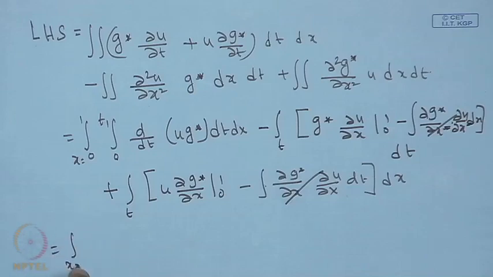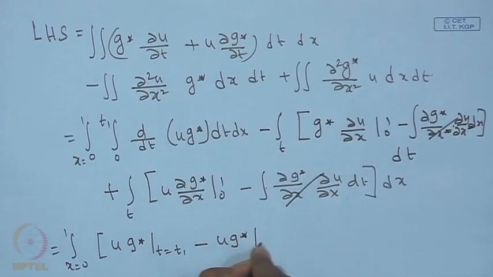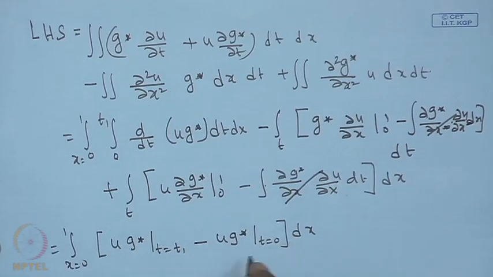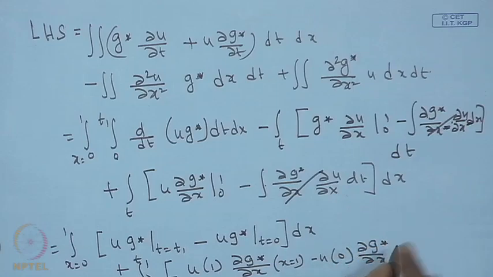So, we have x equal to 0 to 1, and then integration of this u g* evaluated at t equal to t1 minus u g* evaluated at t equal to 0 dx, that is the first part, and now we put the second one plus 0 to t1 [u at x equal to 1, ∂g*/∂x at x equal to 1 minus u at x equal to 0, ∂g*/∂x at x equal to 0] dt.